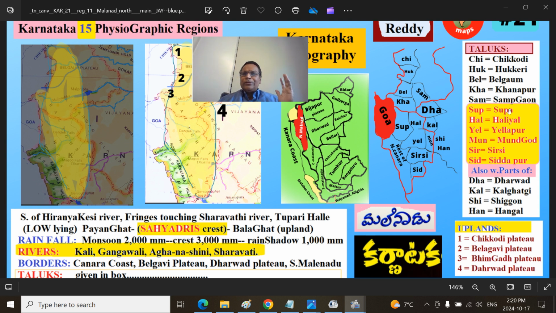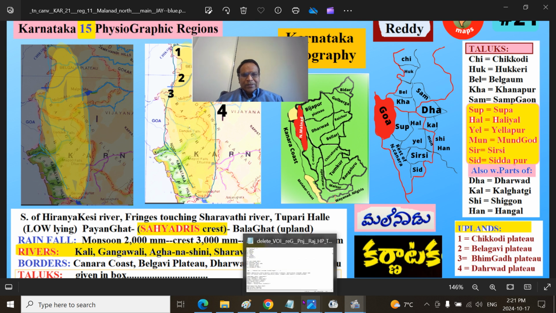In the eastern part, Supa, Haliyal, Yellapur, Mundgod, Sirsi and Siddapur come under the wooded Malnadu or Malenadu region. Certain parts of the western part of the historic Dharwad district, that is Dharwad, Kalghatgi, Shiggaon and Hangal, also touch the borders of the northern Malnadu region. And there are certain upland regions: the Chikodi Plateau, Belagavi Plateau, Bhimgad Plateau and Dharwad Plateau. We can look at this in broader detail.